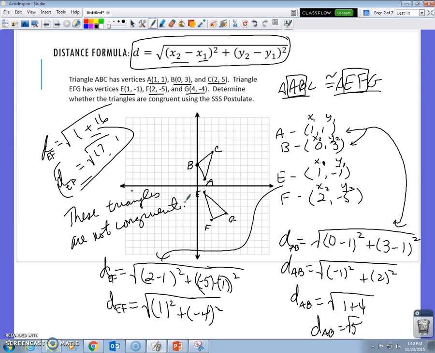All right, so that has been determined. I find the distance, and that represents the side length of each one. And according to my congruent statement, they should be equal, and they are not. Therefore, through side, side, side, there's a contradiction, so they are not congruent triangles.